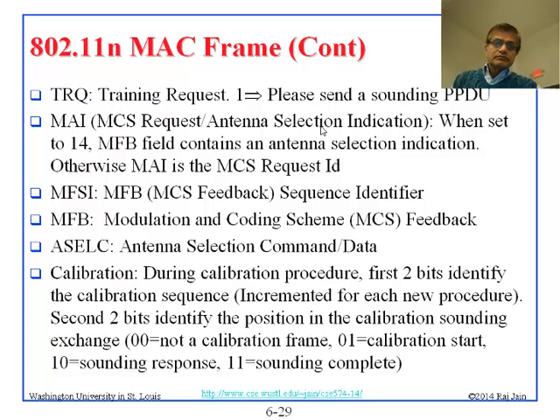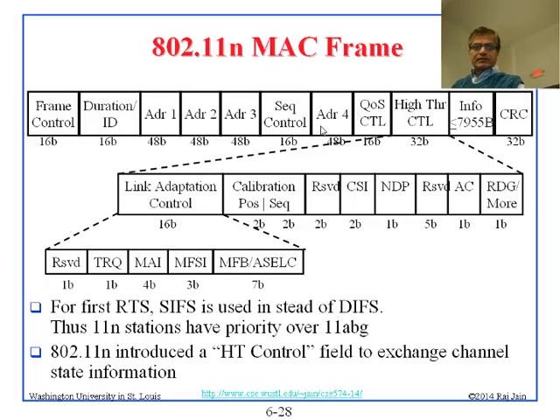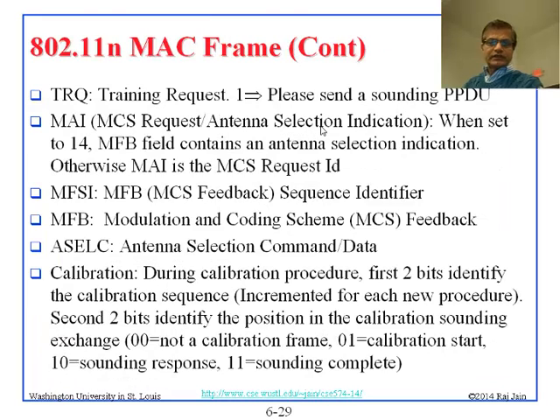Calibration. There are 2 bits for position and 2 bits for sequence for the calibration. The first 2 bits identify the calibration sequence; every time you are doing the calibration, we increment 0, 1, 2, 3, like that. The second 2 bits identify the position of the calibration sounding exchange. There is a whole set of types of frames which are sent in the calibration time, and this identifies that. So 00 is not a calibration frame, 01 is a calibration start, sounding response, and sounding complete.